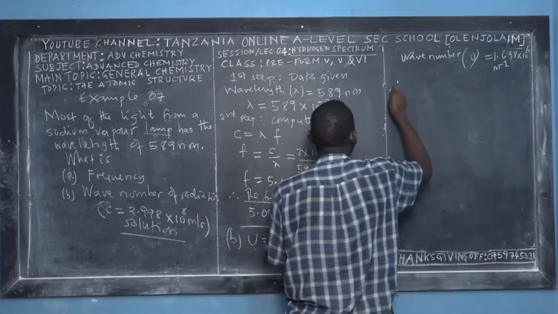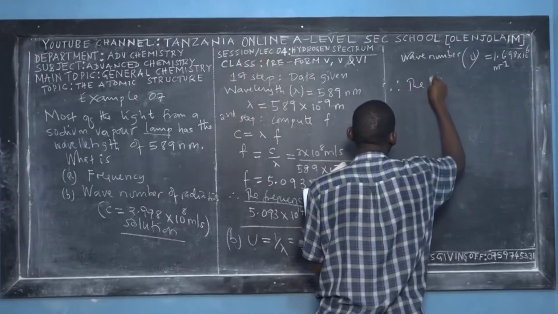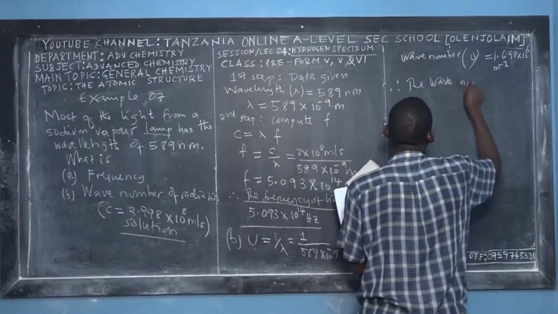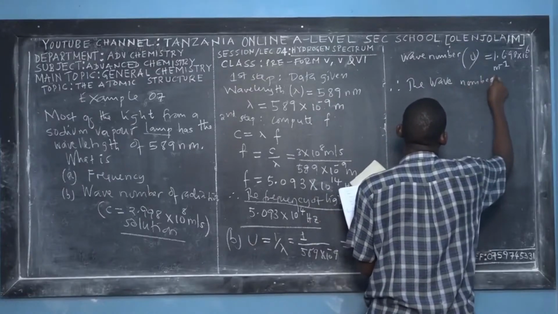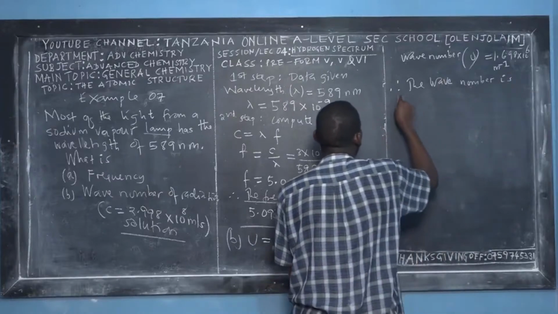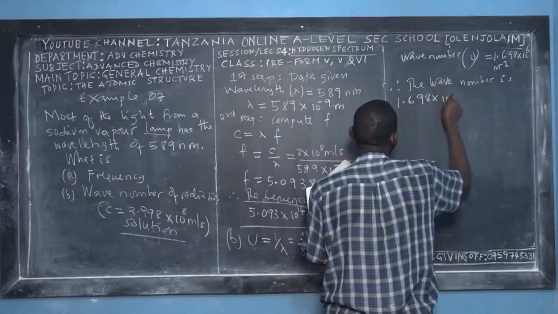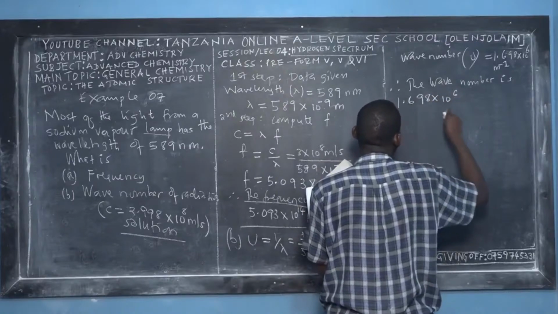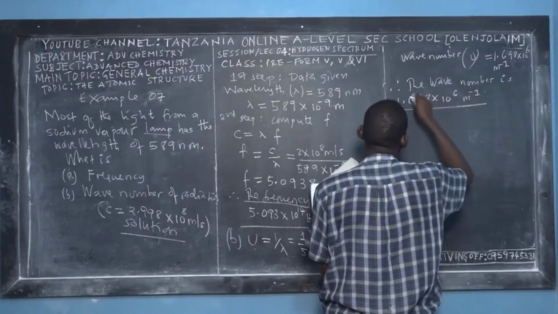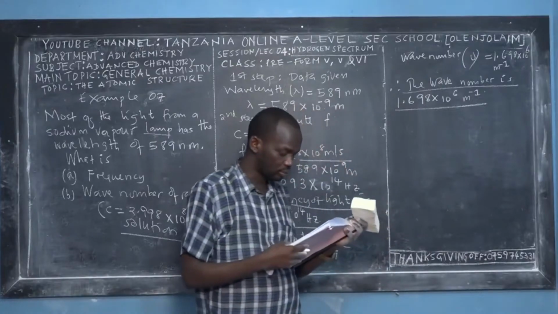So to write the right response, you say that the wave number, or the total number of oscillations, is 1.698 exponent 6 per meter. So that's the response for that question.